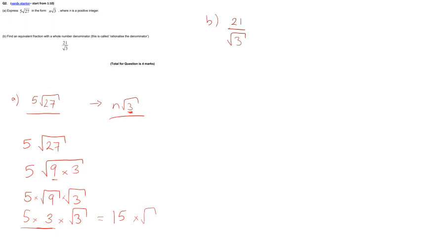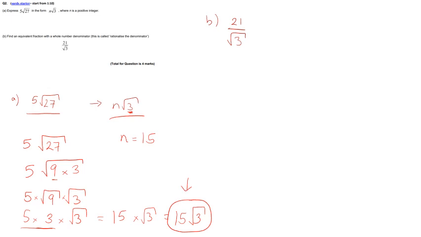15 times root 3. We just put those two things together like we do with algebra. And that would be my answer. So 15 root 3 is what 5 root 27 turns into. So you could say what n therefore is 15. But this is suffice for your answer.